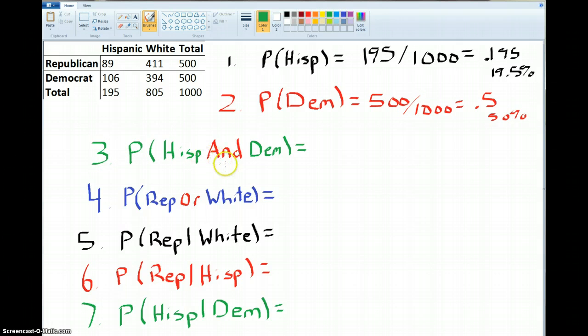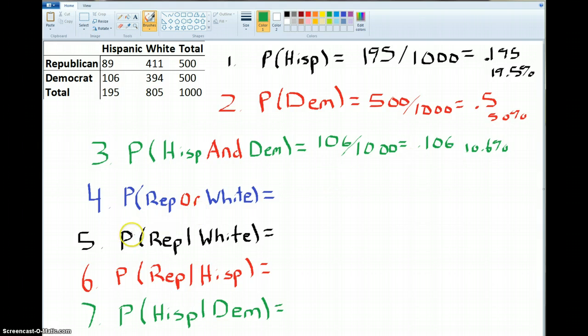Number 3 here, an AND. So if we randomly selected one person, what's the probability that they are Hispanic and Democrat? They're both of those. Well, let's go up to our chart. Hispanic and Democrat, right here, it says there's 106 people that are both Hispanic and Democrat. So that's 106 out of the 1,000. So that's our probability that we would randomly select someone who is both Hispanic and Democrat. So 0.106 or 10.6% if you wanted it as a percentage.